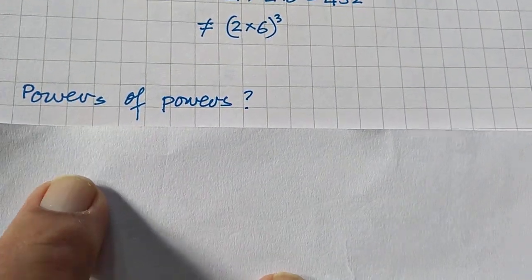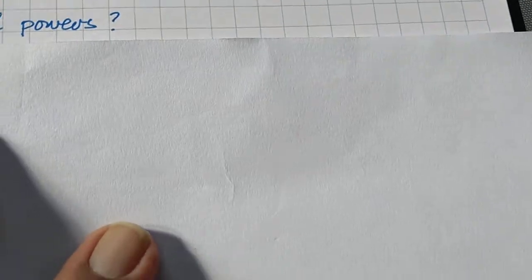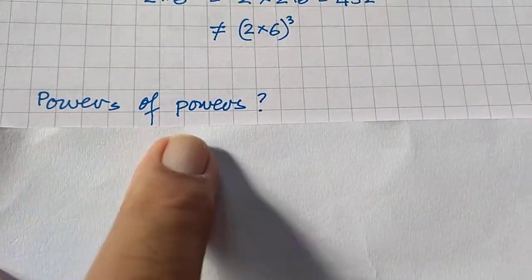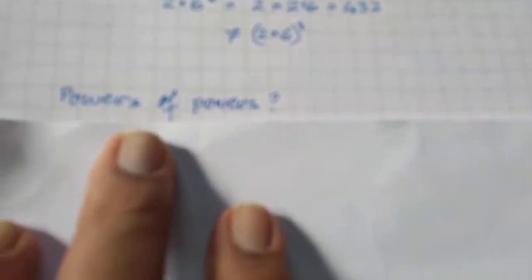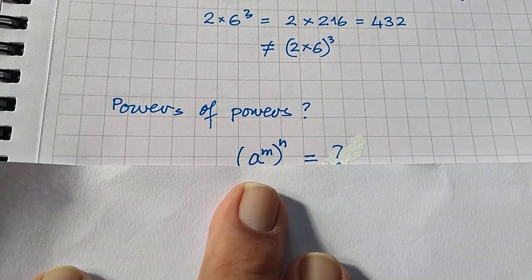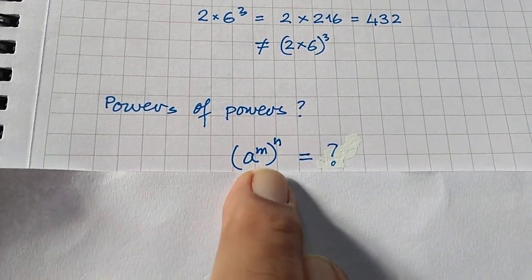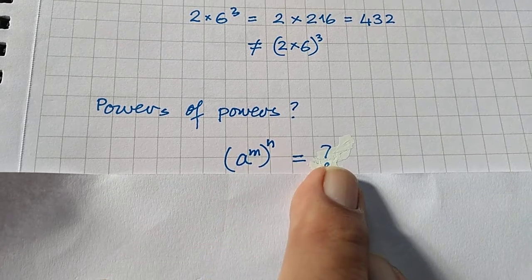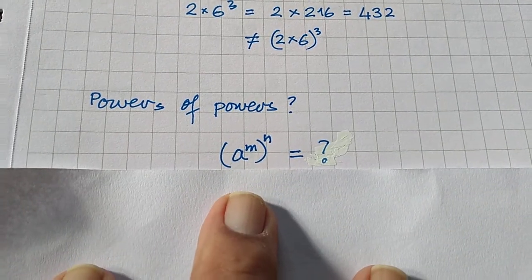What if you have powers of power? It's not a very mathematical way of writing it, but what do you have when you have powers of power? If you have a to the power m, the whole thing raised to the power n, what does this equal? This is interesting.